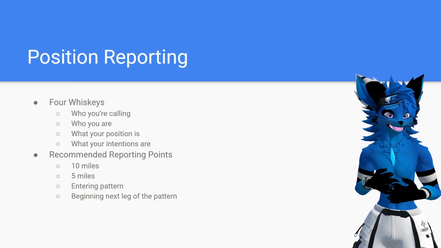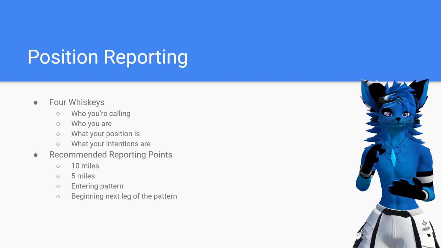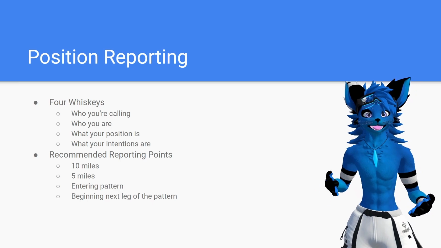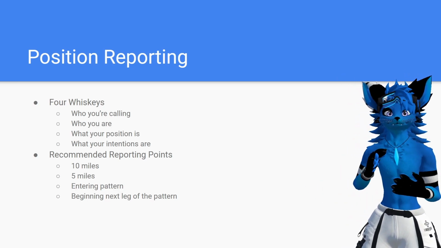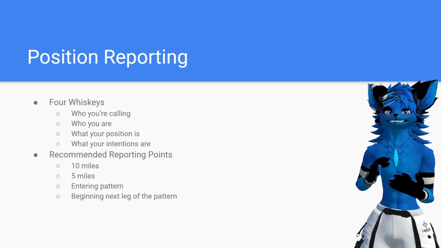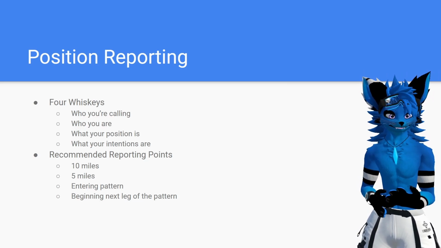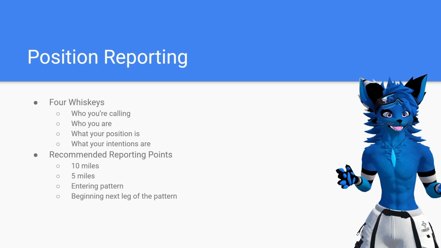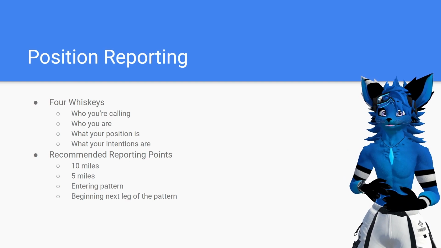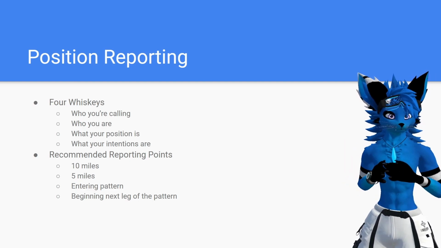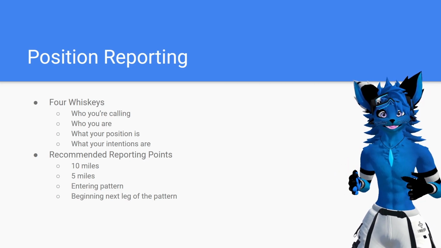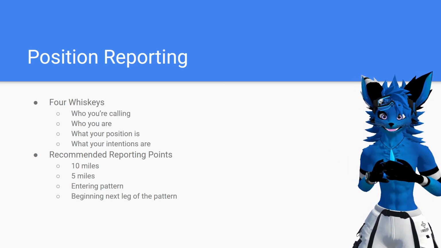But the 4 Ws, again, are who we're calling, who we are, what our position is, and what our intentions are. The recommended reporting points that I always do are at 10 miles, 5 miles, when you're entering the pattern and where you're entering the pattern, and then once you enter the next leg of that traffic pattern. Again, when you're operating at a Class Bravo airport, you're going to start making your position reports at 20 miles, so you can do 20 miles, 10 miles, and so on. And then again, once you're in that traffic pattern, anytime you make a turn to enter the next leg of that pattern, that is when you're going to make your position reports.